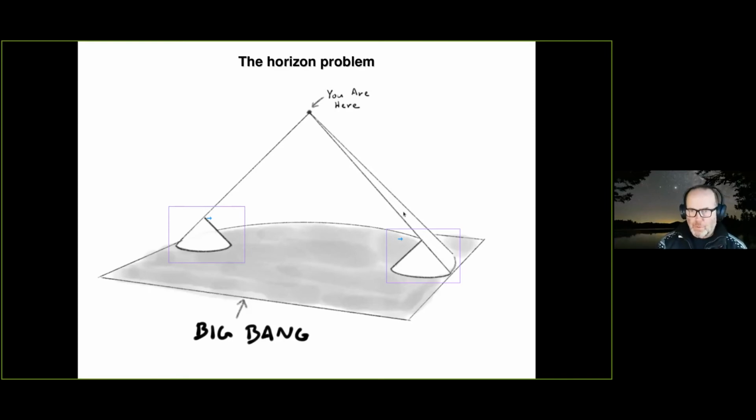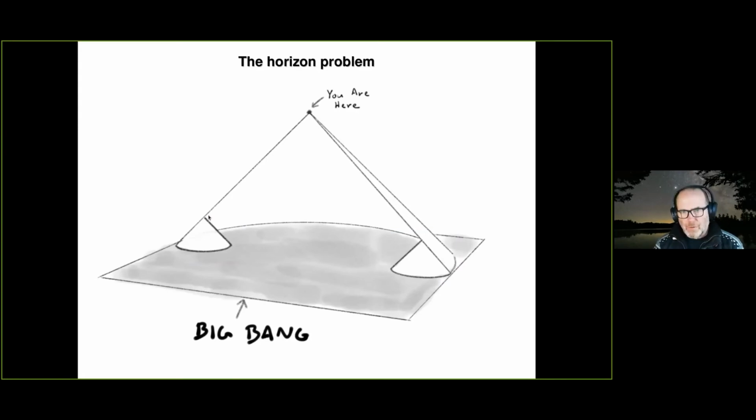One way to do it, of course, would be to just assume a boundary condition, to take it as an initial condition, but that's not very satisfying. We'd like to come up with some dynamical mechanism by which this point here and this point on the opposite side of the sky can come into thermal equilibrium.